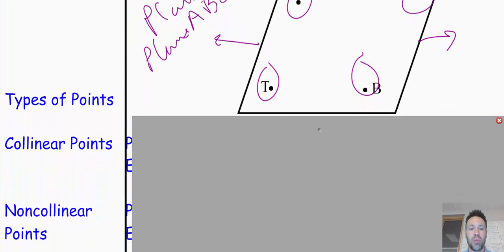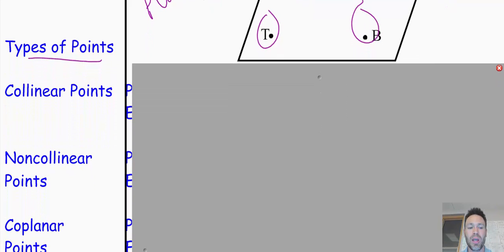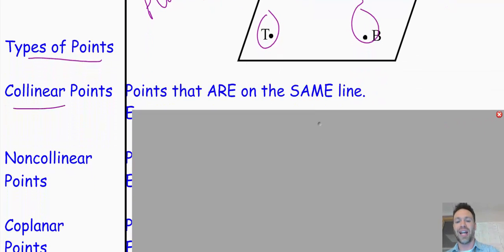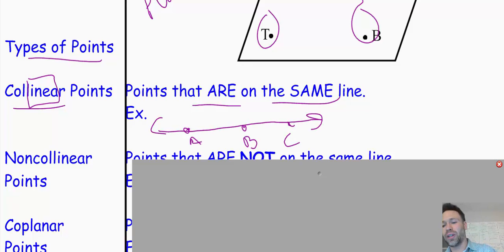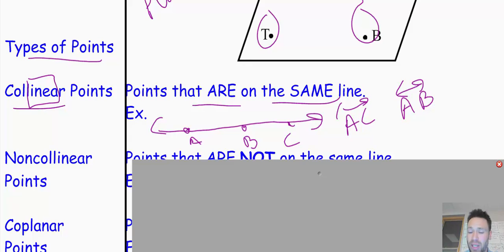All right, types of points now. By the way, up to this point, we talked about points, lines, and planes, and now we're going to break down little bits of information here. Collinear points. Collinear points are points that are on the same line, okay? That has the word in there, line. Points that are on the line. So, for example, I can say I got points A, B, C. And I can call this line AC. I can actually call it line A as well. And I can say points A, B, and C are all collinear because they lie on the same line.